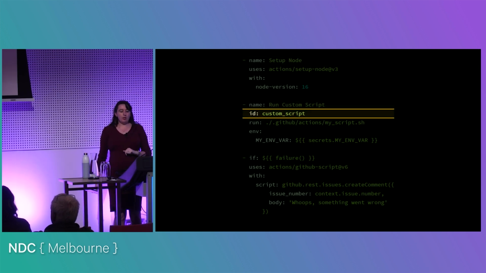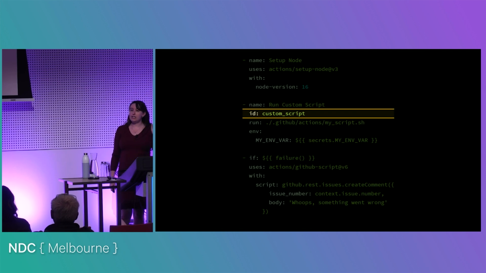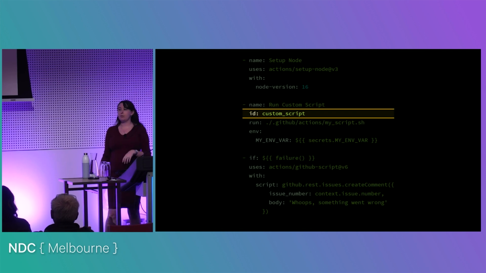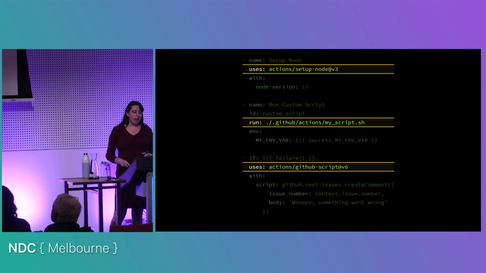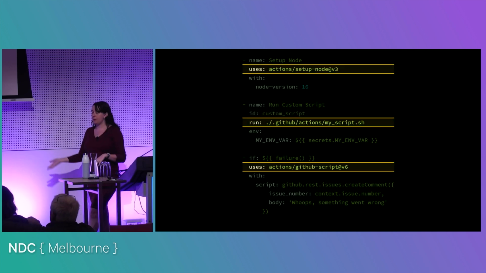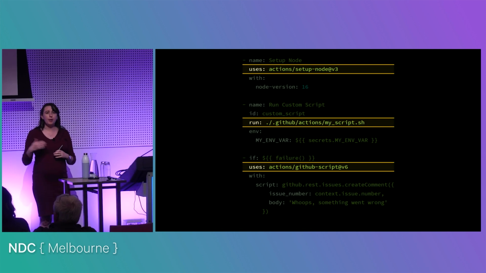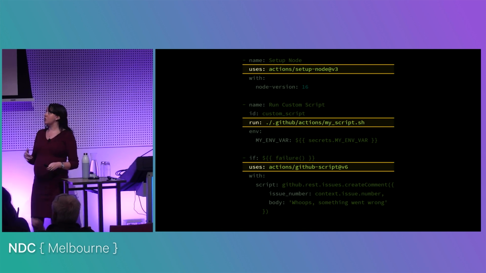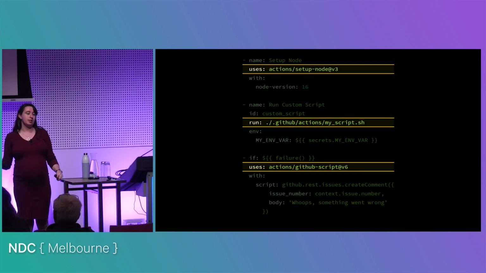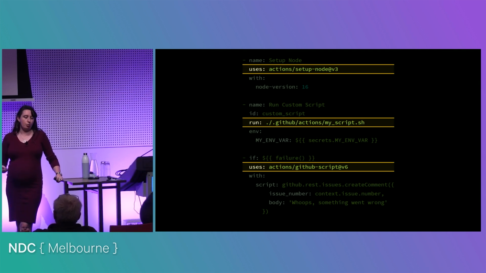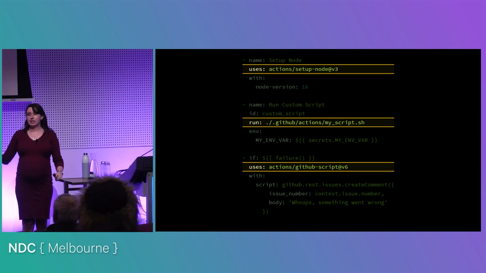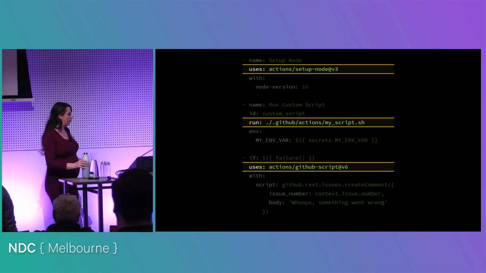We can also give a unique ID to a step. This is useful to be able to refer back to it from other steps. Next, we say what the step actually does. There are 2 ways that we can do this. One is to use an existing GitHub Actions package. We use this using the uses property. Otherwise, we can run a script within the GitHub Actions workflow runner. And so we do that the same as we would run it in a terminal.